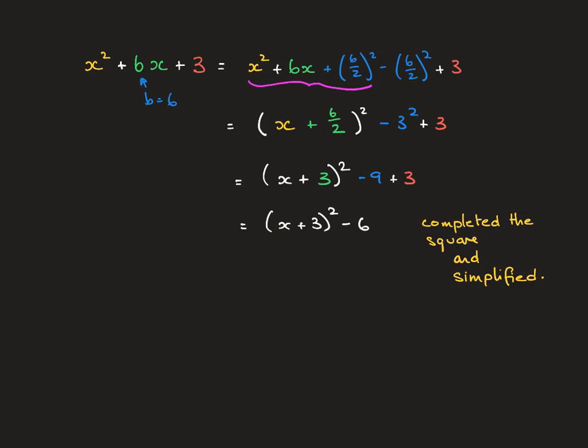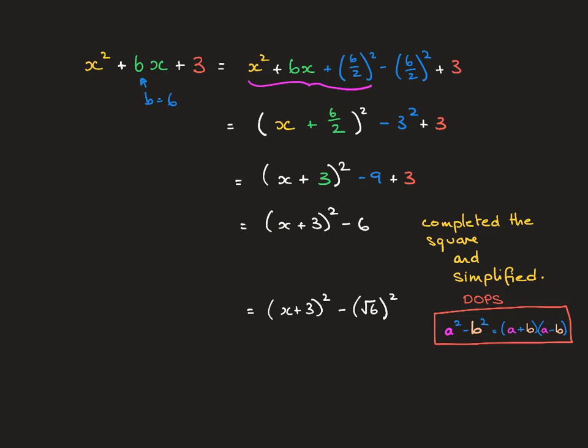So now we're going to factorize that using difference of 2 squares. So I have to write it as something squared, take away something else squared. So the thing that's going to go in my second bracket is going to be the square root of 6. And then we need to use our difference of squares pattern, recognizing that this is our A and this is our B.